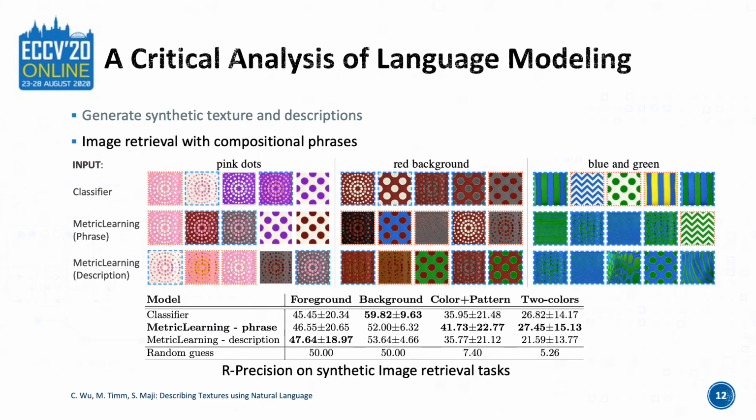Here we show the retrieval results. We find it especially difficult for the models to distinguish the foreground and background. When the input is pink dots, the model mistakenly retrieves images with dots of other colors on pink background. When the input is red background, the output contains a lot of images with red foreground color. This encourages further study on how to model the compositionality of language and associate it with visual regions.